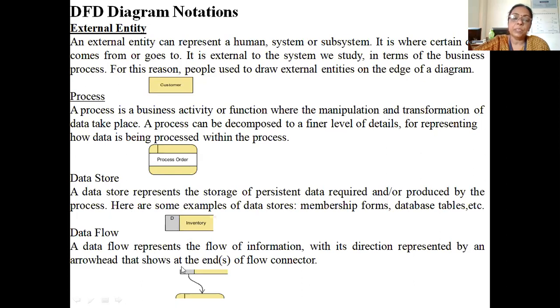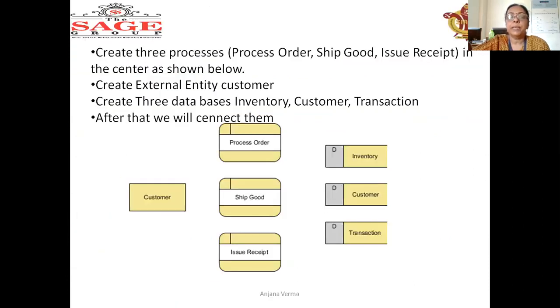Now data flow: when you are connecting these above three things, you have to use the data flows or connectivity arrows. With the help of these 4 things, you can make a data flow diagram. Now, for example, we will see how to make this type of data flow diagram. We will see it in StarUML.